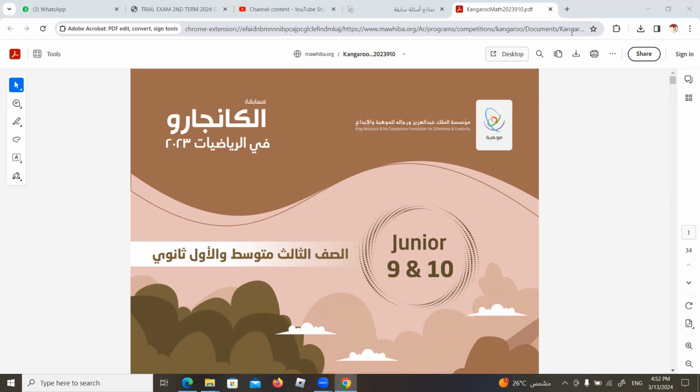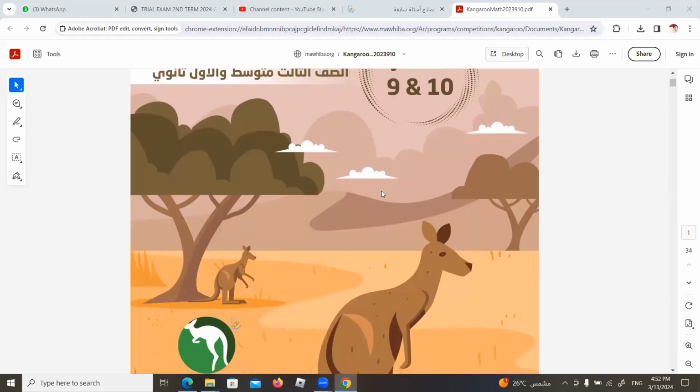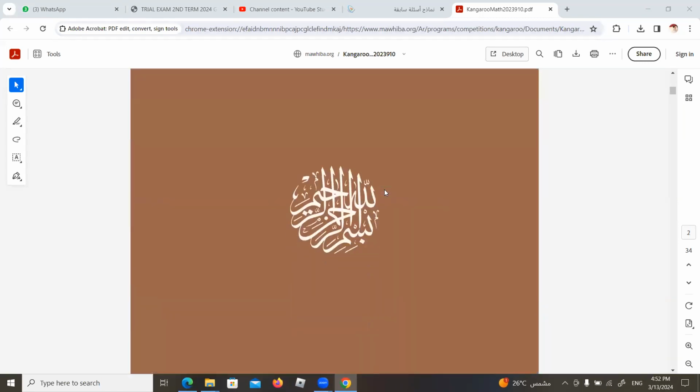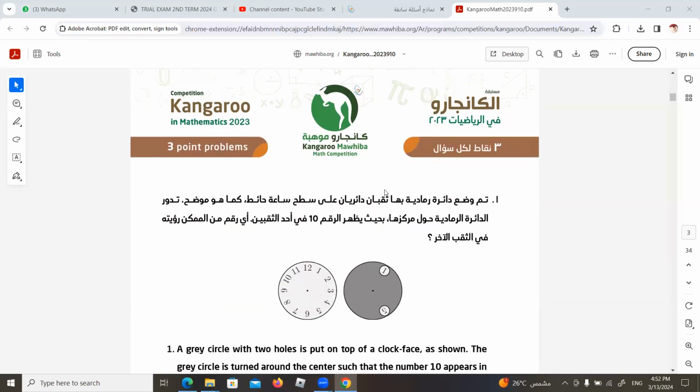Grade 10 students in your Kangaroo training. This is the first session, and inshallah, we'll start working together in this training to solve the models from the previous years. Let's start with 2023 for grade 9 and grade 10. We're going to the first problem directly.